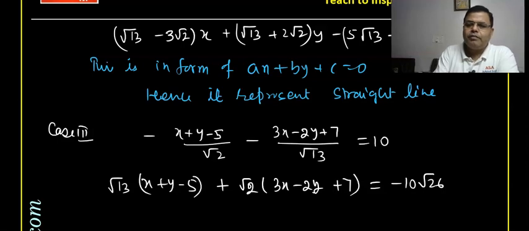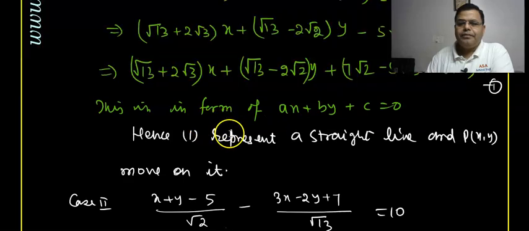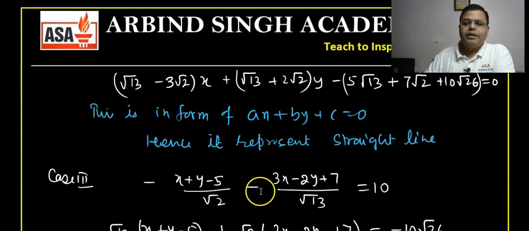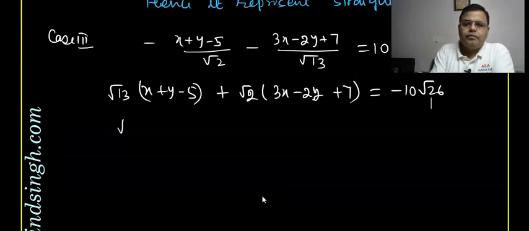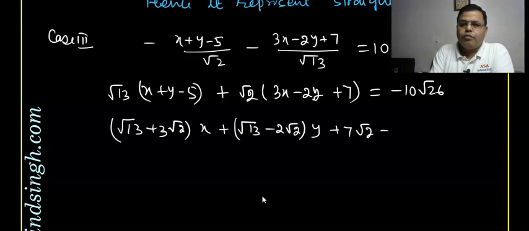Both the minus signs are transferred, multiplied by minus, it will be like this. So everything will be the same, similar to the first one, except this one will be negative. So that will be root 13 plus 3 root 2 x, isn't it? And plus root 13 minus 2 root 2 y, right? And this will be 7 root 2 minus 5 root 13 plus 10 root 26 equal to 0. This will also be a straight line.